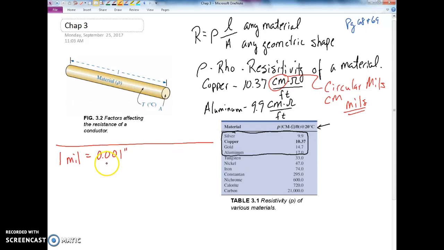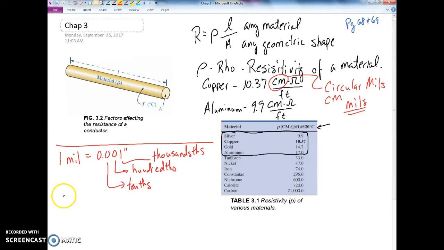If you remember your decimals at all, that's the tenths place. This is the hundredths place, and this is the thousandths place. Hopefully I'm spelling those right. Don't hold it against me if I'm not. So 1 mil is 1/1000th of an inch.